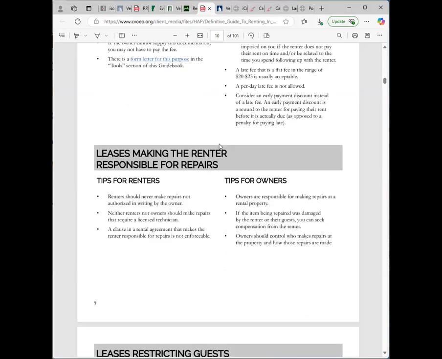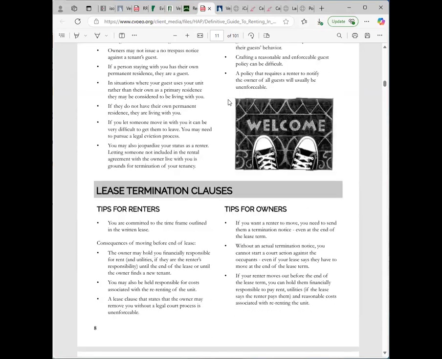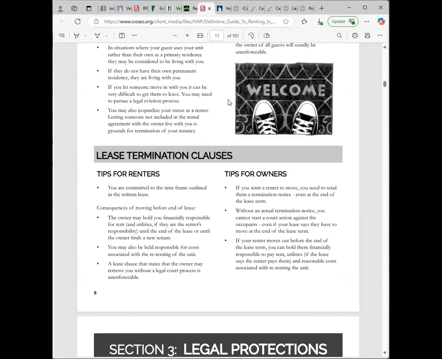Let's see, leases for making the renter responsible for the repairs, leases restricting guests. There's a bunch of different ones in here. Lease termination clauses. There's a bunch of guidance, and it's interesting because they've set it up in 2 columns here. So you've got tips for renters on the left, tips for owners on the right.